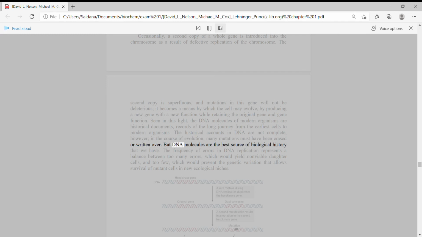But DNA molecules are the best source of biological history that we have. The frequency of errors in DNA replication represents a balance between too many errors, which would yield non-viable daughter cells, and too few, which would prevent the genetic variation that allows survival of mutant cells in new ecological niches.